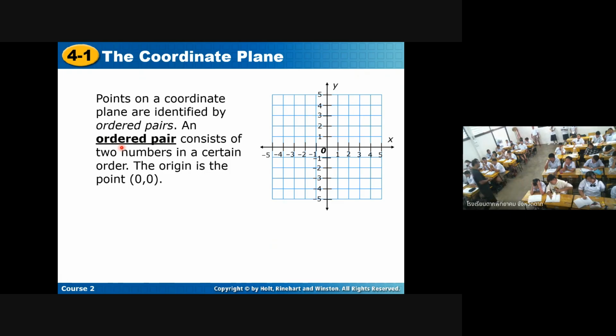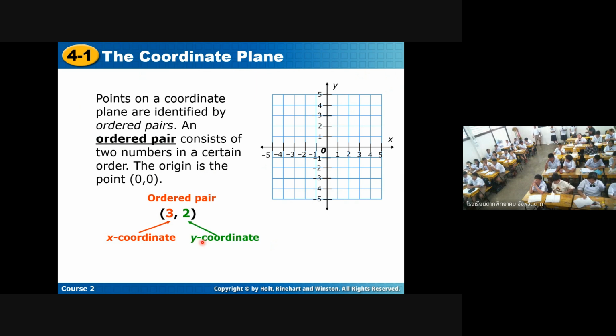Now let's have some examples. The ordered pair 3 comma 2, where 3 is the x coordinate, everyone, and 2 is the y coordinate. Now, since the topic is about plotting points, meaning to find the location of it in this given coordinate plane.